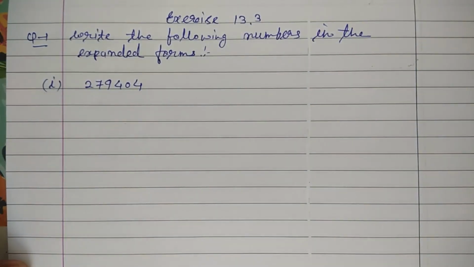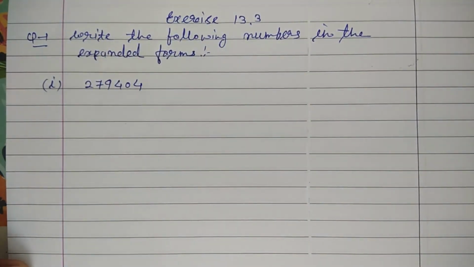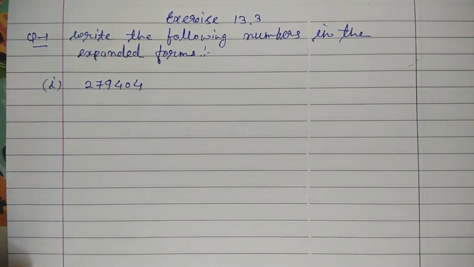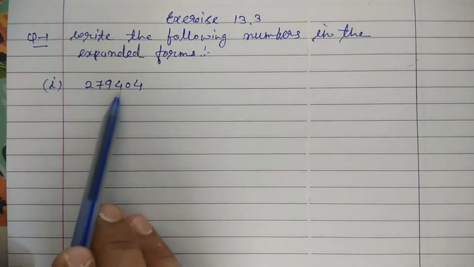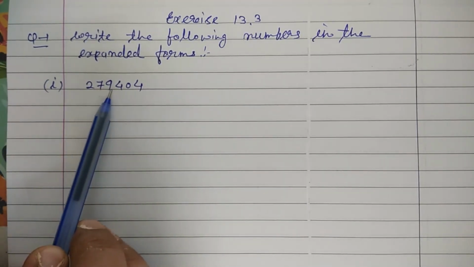Let's solve exercise 13.3. Question number 1. Write the following numbers in expanded form. Number 1, 279404.